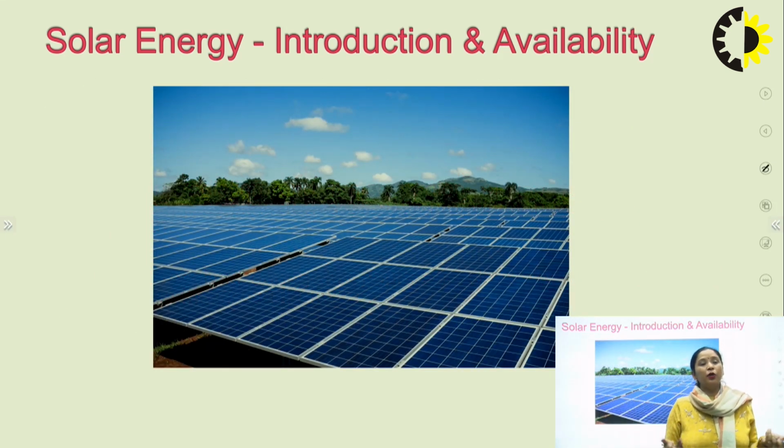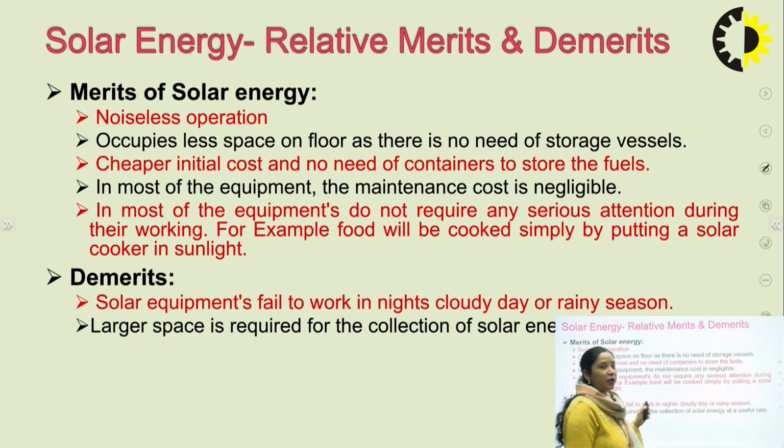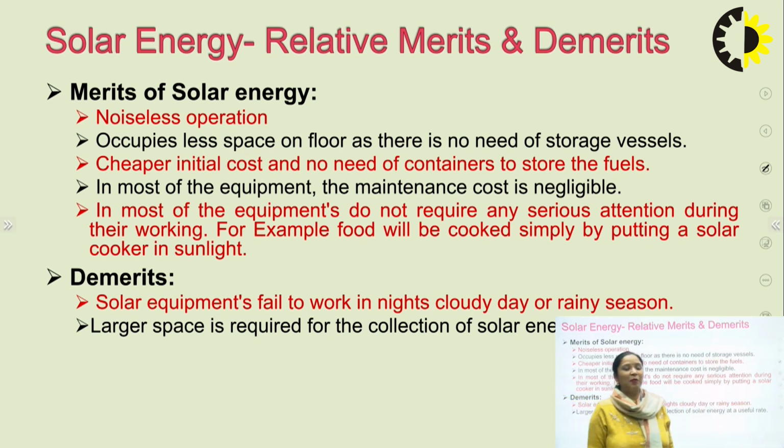These are all the solar panels which are being used. Merits: noiseless, since wind energy was a noisy operation, but this is noiseless. Cheaper initial cost and no need of a container to store the fuels, and most of the equipment does not require any serious attention. You can just place it over there and they will create, there are fuel cells in that and they will charge and get it converted into electric energy. Demerits: solar equipment normally has a large problem, like in India, where there is a variation of temperature. If there is a cloudy season or in winter season when the sunlight is less, it fails.